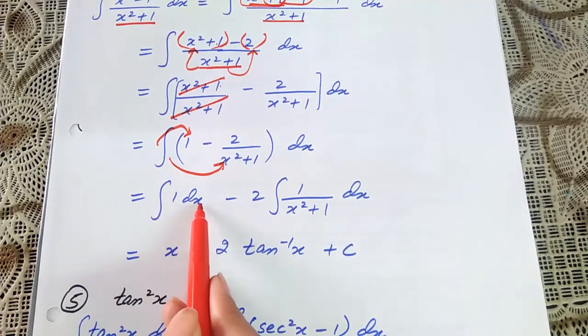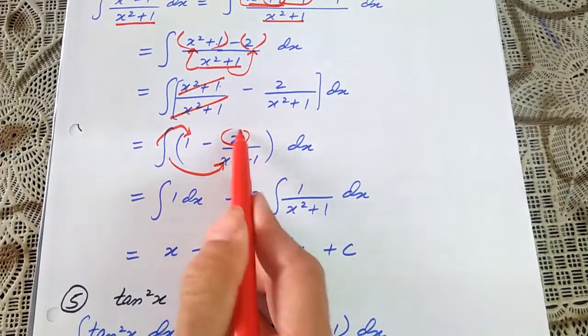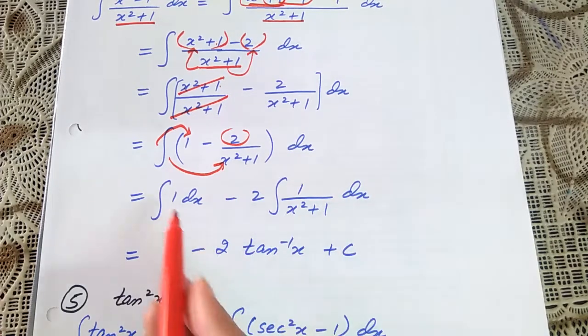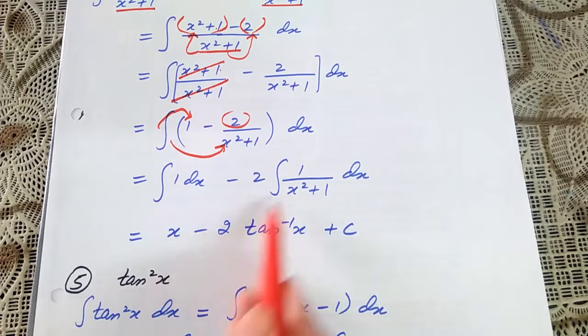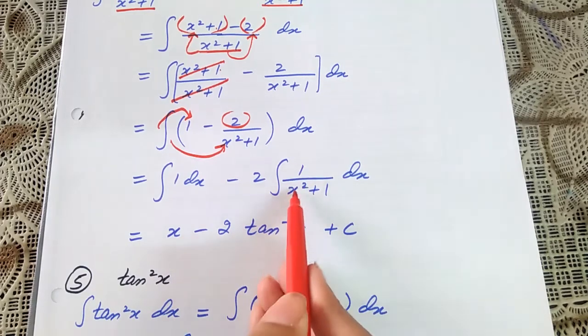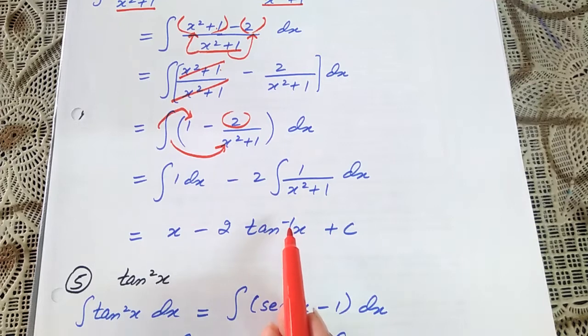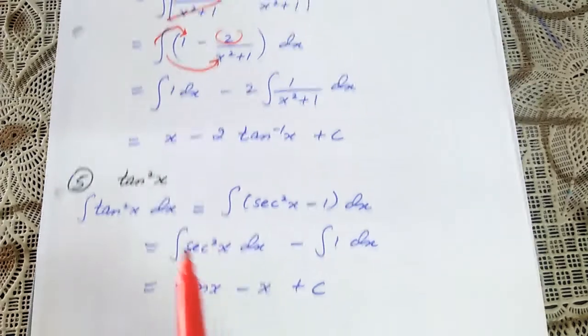So integral 1 dx minus 2, this is a constant, we can take it outside, 1 over x square plus 1 dx. The integration of 1 is x, and we know very well the integration of 1 over x square plus 1 is always tan inverse of x. This is a direct formula you have to use through your table. And you have to memorize the table for your exams as well.